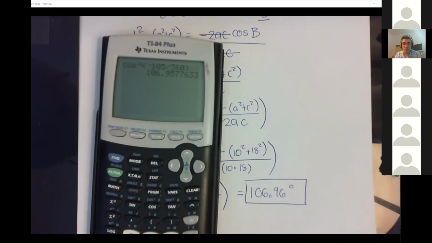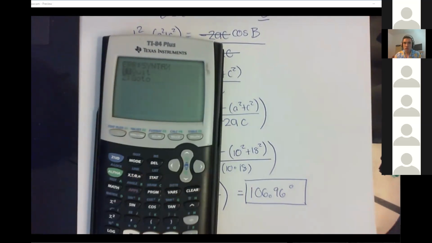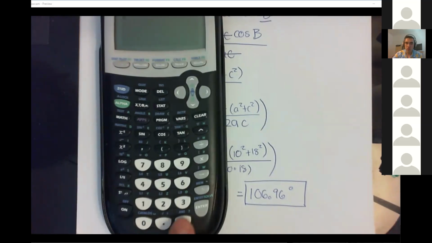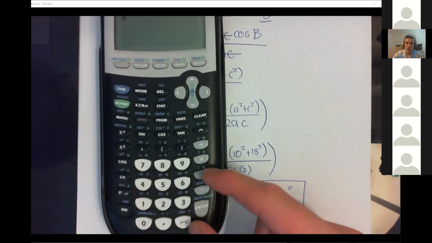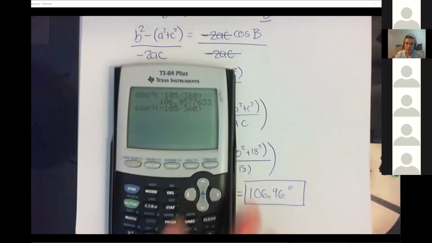Also, the negative and the minus button on your calculator are different. So if you did inverse cosine of -105 divided by 360, notice this dash is a lot longer than this one. This will give you an error because minus and negative are different. On my calculator, this is negative, but the minus button is over here. If you use one when you mean to use the other, your calculator will give you issues.